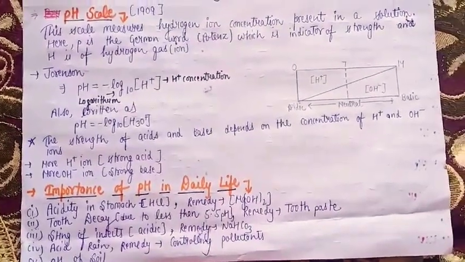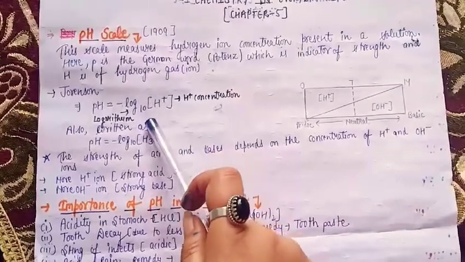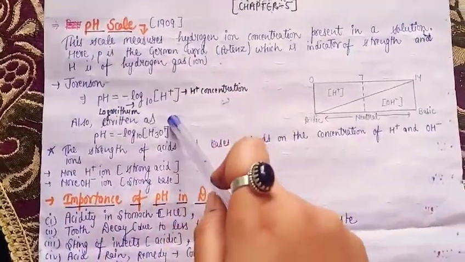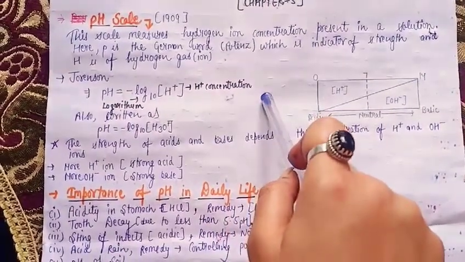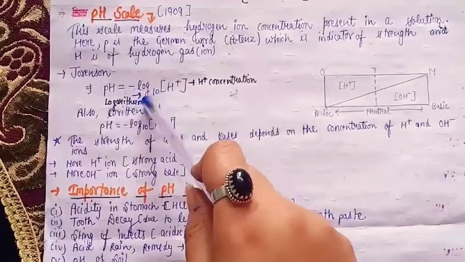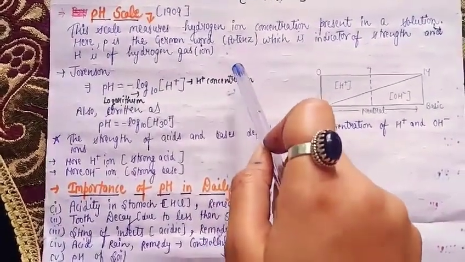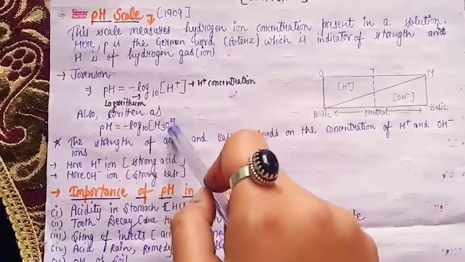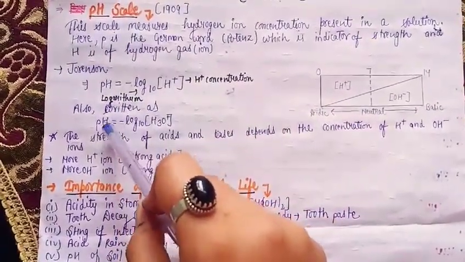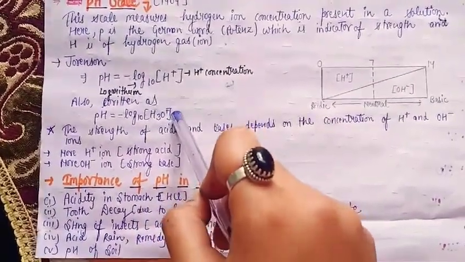And pH is mainly defined by the formula: the minus logarithm of the hydrogen ion concentration, or the negative logarithm of the hydrogen ion concentration. Here, log stands for logarithm, and H plus is for hydrogen ion concentration. Or in terms of the base, we can also write pH is minus logarithm of H3O plus, that is the hydronium ions.